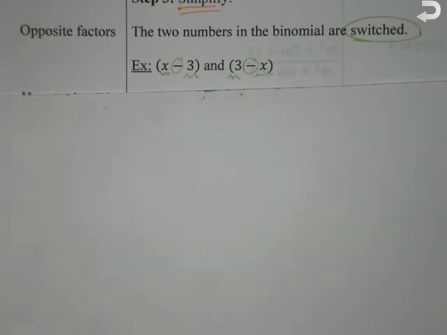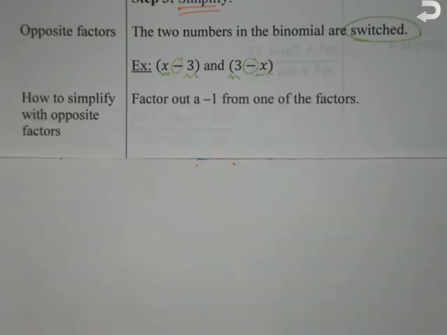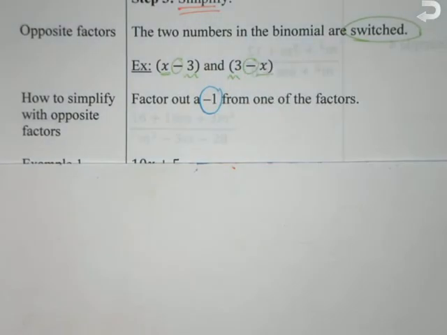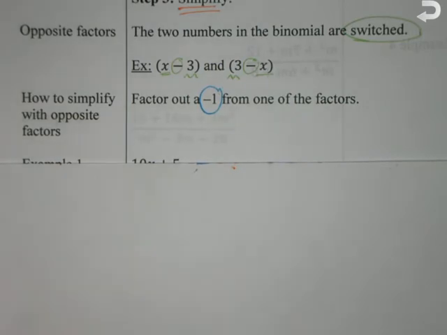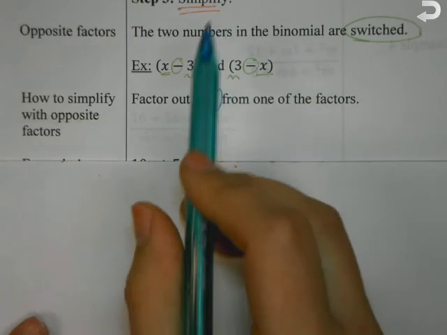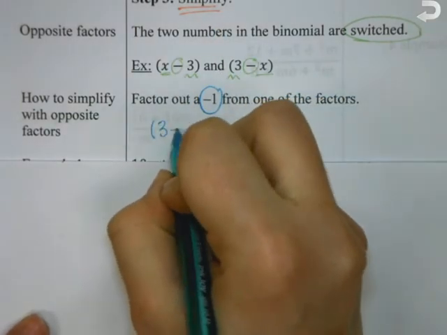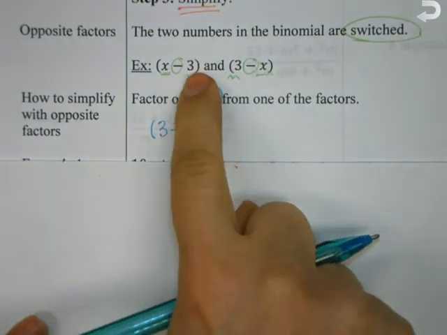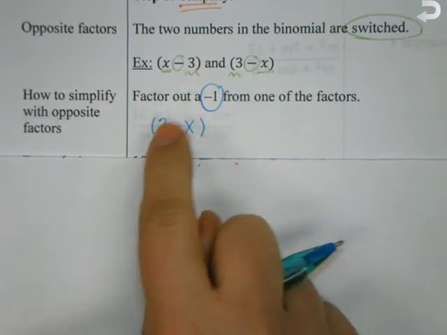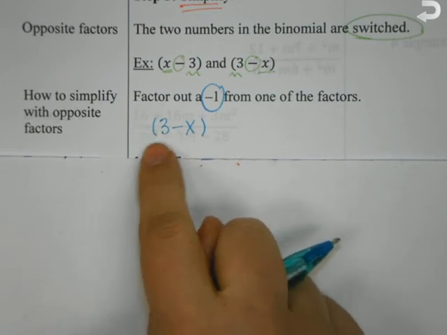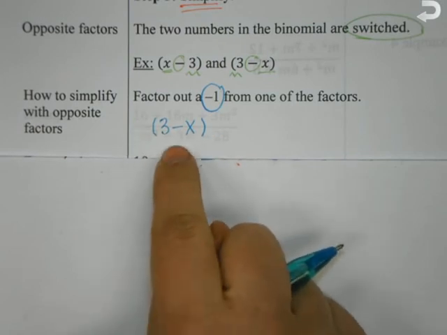So how do I simplify using these opposite factors? What we're going to do is factor out a negative 1 from one of the factors, and that's going to help us in simplifying. So what does this look like? I'm going to use this example, the x minus 3. So we have 3 minus x here. That looks very similar to x minus 3, but they're not exactly the same because these two things are flip-flopped. Now, we are not allowed to just move them around because it's subtraction and order matters.